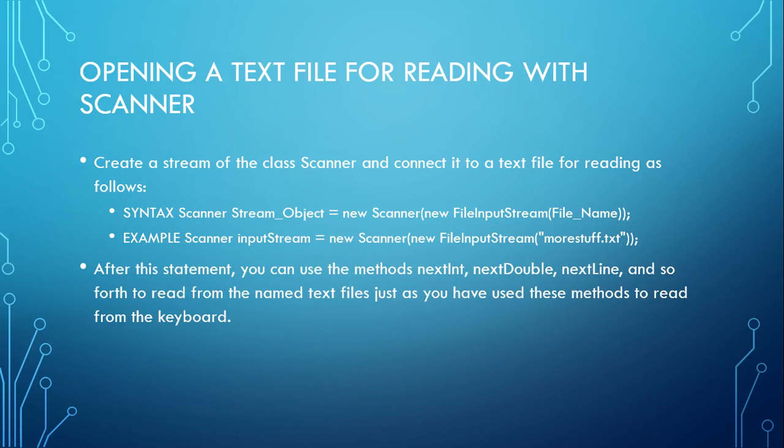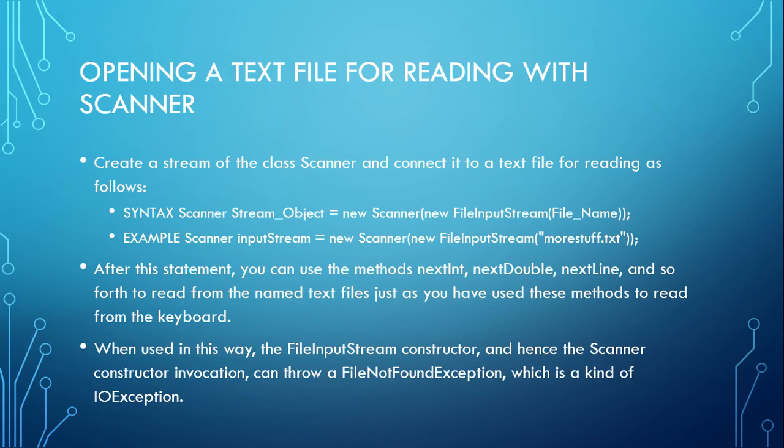After the statement, we can use the methods nextInt, nextDouble, nextLine, and so forth, to read from the named text file, just as you use these methods to read from the keyboard. When used in this way, the FileInputStream constructor, and hence the Scanner constructor invocation, can throw a FileNotFoundException, which is a type of IOException. Obviously if the file's not there, it's not there. This one's more self-explanatory than when we created the file, where you might wonder how FileNotFoundException makes sense. Here it very much makes sense, because it's literally looking for that file. If it doesn't find the file, it throws an error.